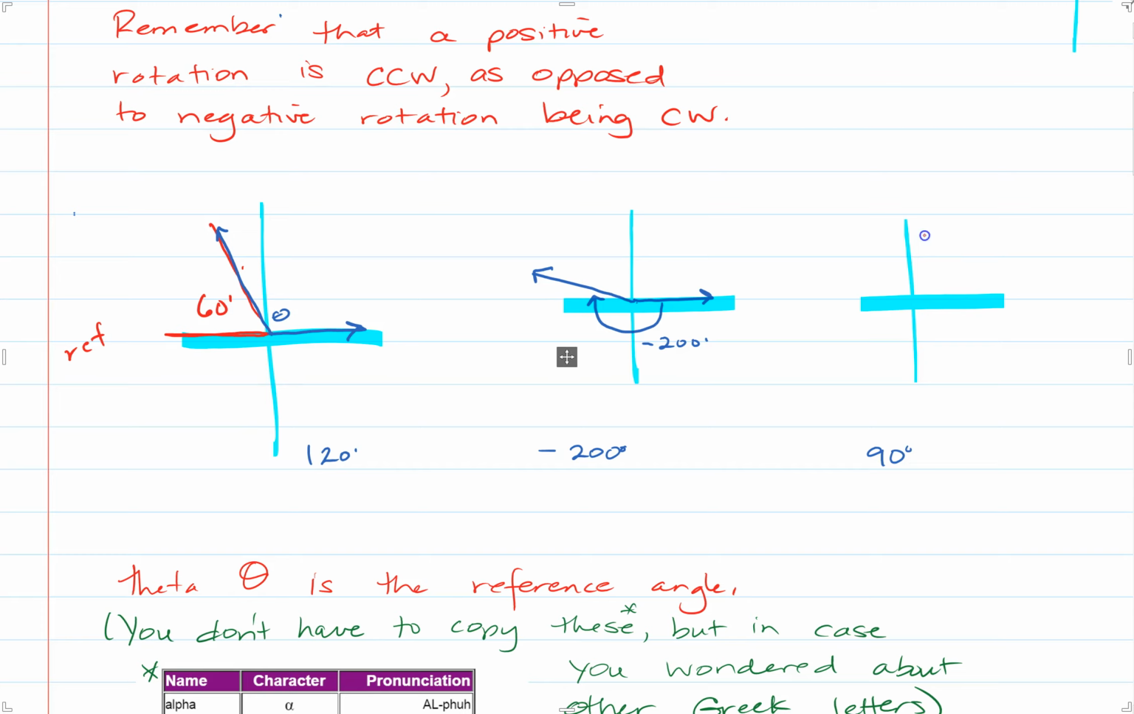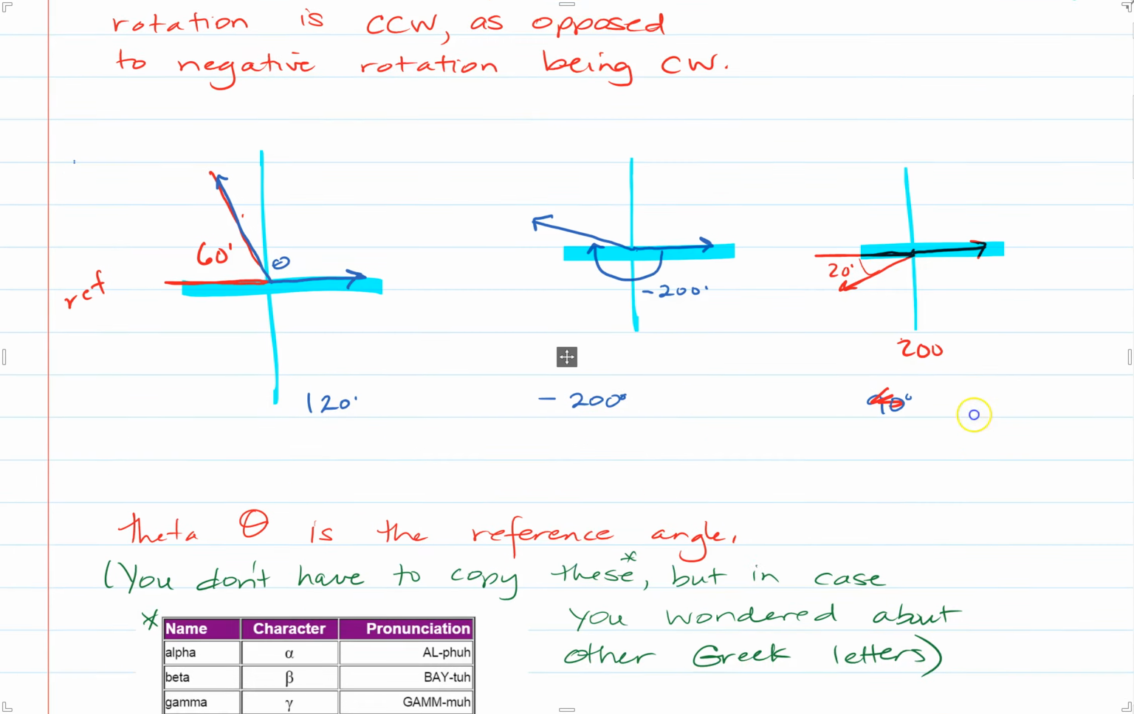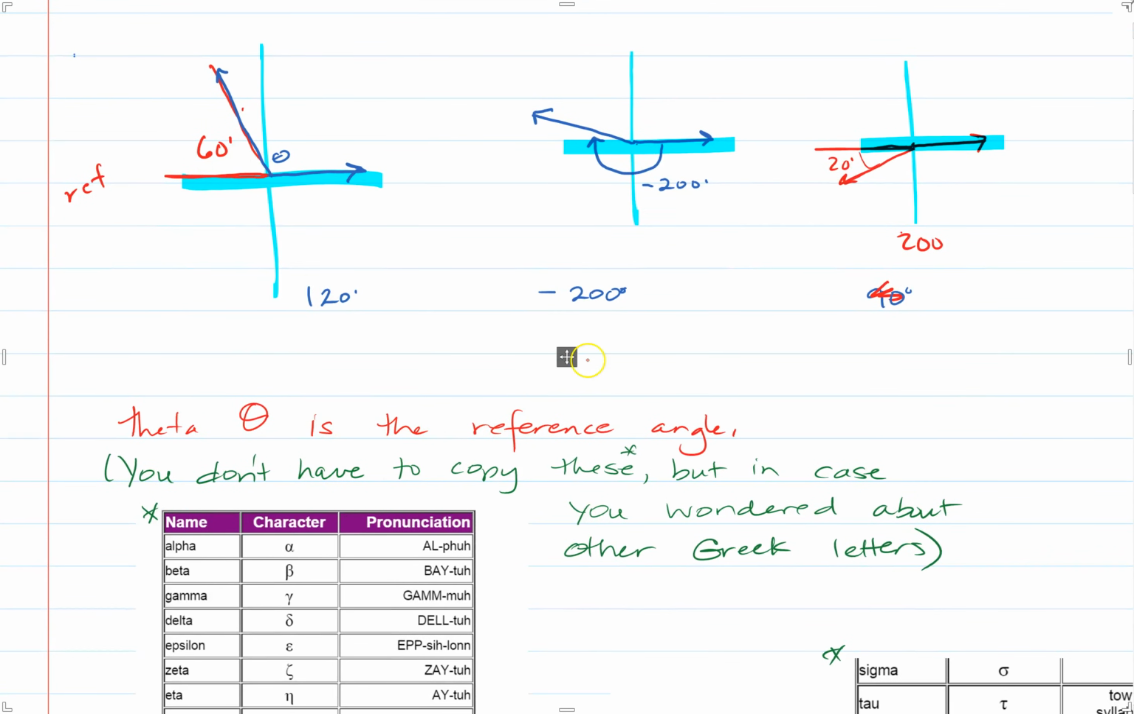It has to be acute. Let's say this was 200 degrees. Here's my initial side, and it goes like that. If it says, what is the reference angle for a 200-degree angle? Again, it's made with the terminal side and the x-axis. It's right here. How far away am I from the x-axis? If this is 180 and this is 20, it's 20 degrees. We're going to be doing some exercises with that. And theta is the reference angle in these cases.